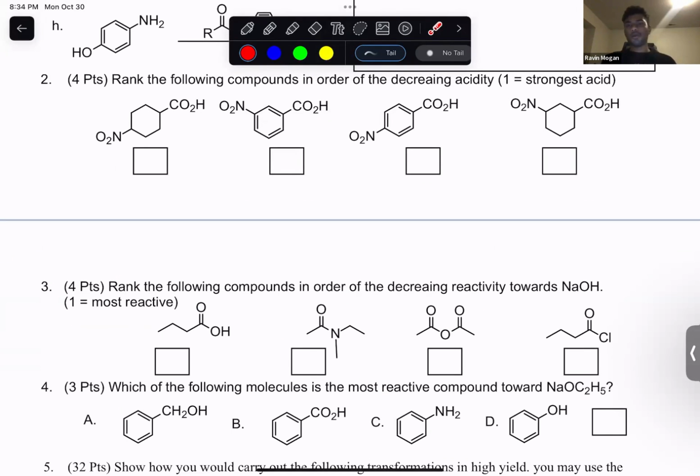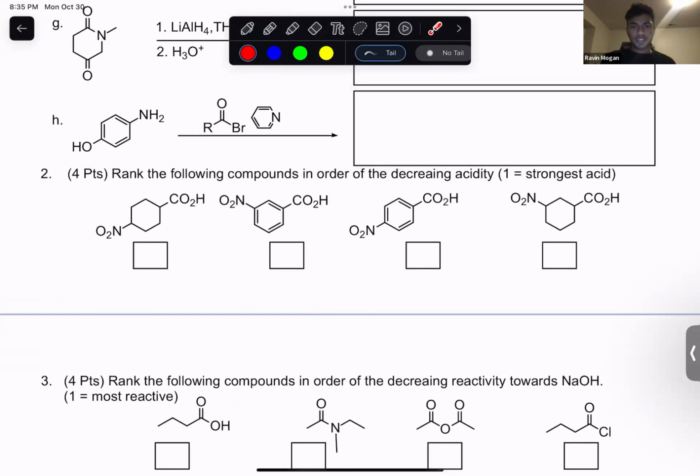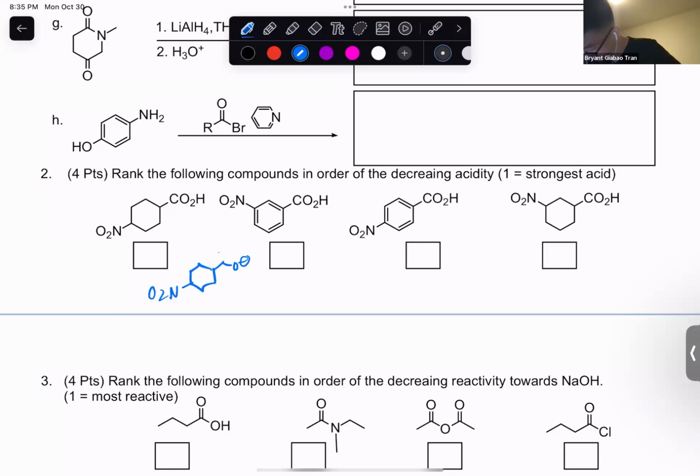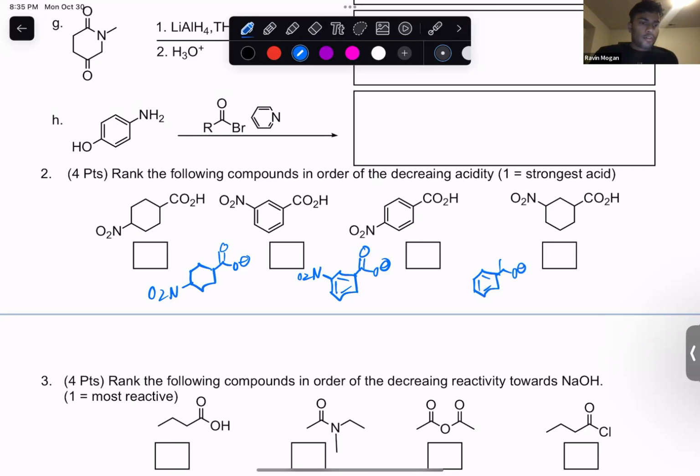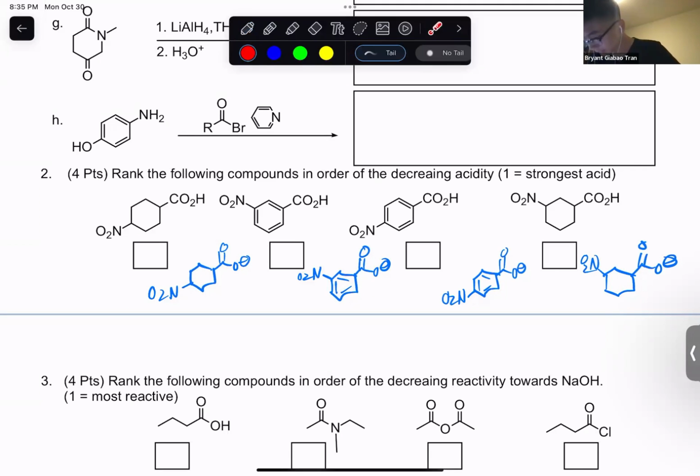Right, the strongest acid has the most stable conjugate base. So we have to look at which one has the withdrawing group. We have three, and all of them are withdrawing groups. So now we're looking at position, like ortho, para. For the first one, that only works for benzene rings. Do we have a benzene ring on the first one? No, we don't. Let's look at the benzene rings.